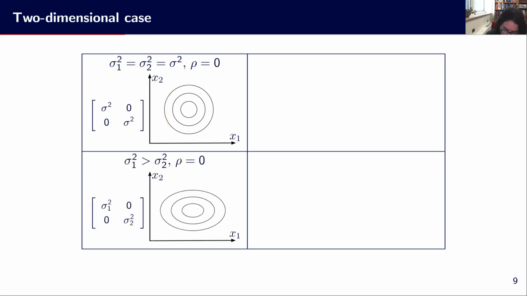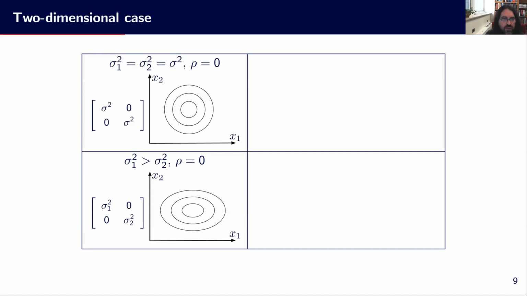So in that case, this looks like this. In the second case, we can see a case where sigma 1 squared is higher than sigma 2 squared. That means that we have more variance toward x1. So the distribution is longer, organized to be more spread over x1 compared to x2.